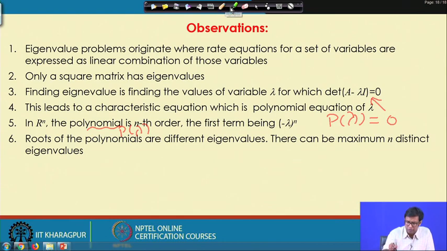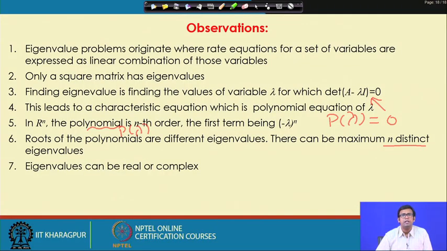It is also to be mentioned that there can be at most n distinct eigenvalues. There can also be fewer than n eigenvalues, when some of the eigenvalues are repeating. For example, I have an equation where 2 and 2 both are eigenvalues. So, there is only one eigenvalue, which is 2, repeating 2 times: lambda minus 2 into lambda minus 2 is equal to 0, and the polynomial is lambda square minus 4 lambda plus 4 equal to 0, for example. There can be fewer than n eigenvalues when some are repeating roots of the polynomial.